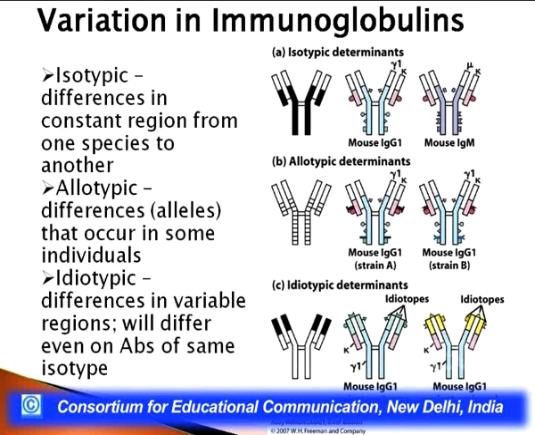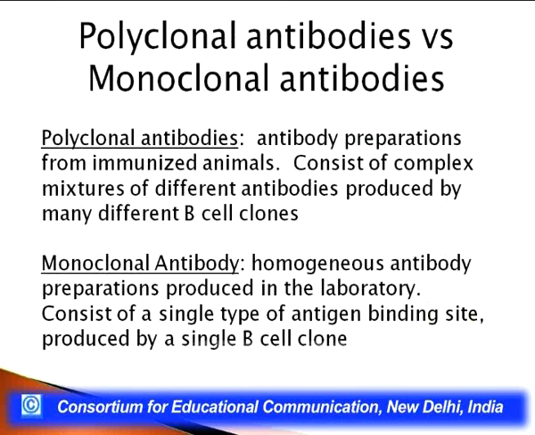This is called idiotypic differences, which will differ even on antibodies of the same isotype, because the variation is the one which is causing the antigen of various types to bind with it. So, idiotypic variations are going to be there in all individuals.